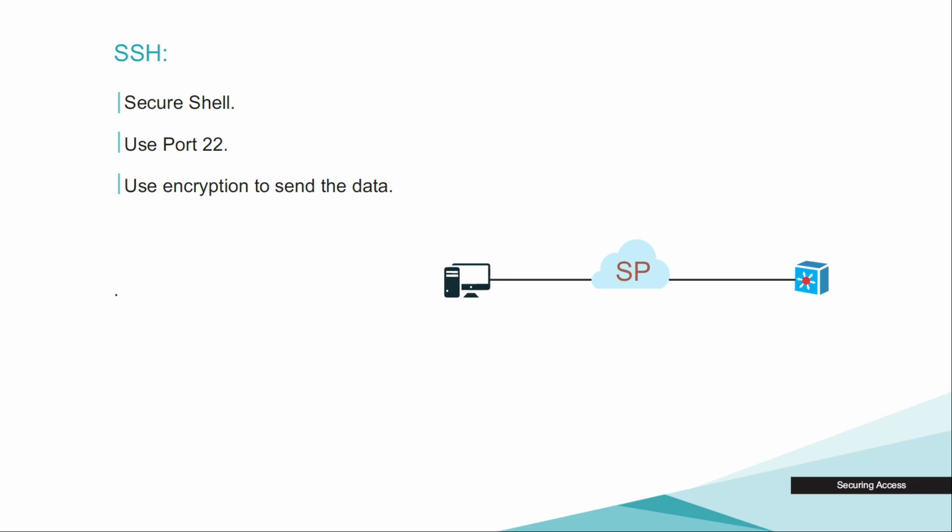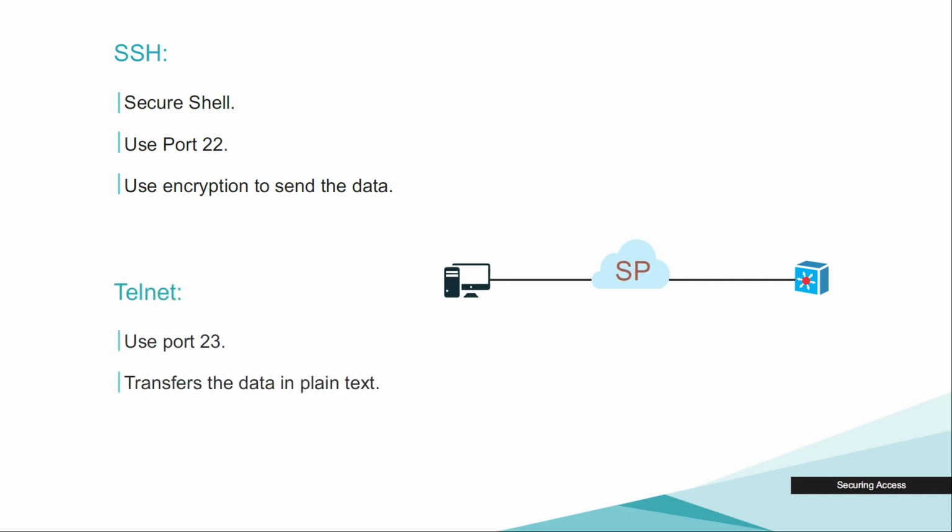SSH stands for Secure Shell. SSH uses port 22 at the transport layer, so any SSH data will have port 22. SSH encrypts the data, which means the data will be transmitted securely between our network device and our PC.